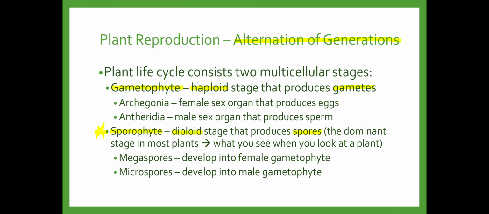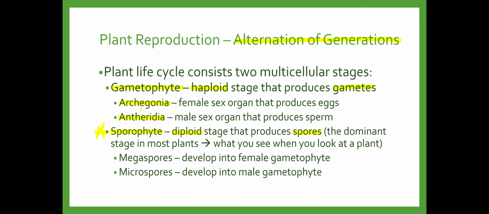So like I said, when you're looking at a plant, you're most likely looking at the sporophyte. The tree is the sporophyte, the flower is the sporophyte, the bush is the sporophyte. Now up here is the gametophyte, your gamete-producing structure. Kind of like we have male and female parts that produce the male and female gametes, so do the plants. In the case of these parts, we have the archegonia and the antheridia.